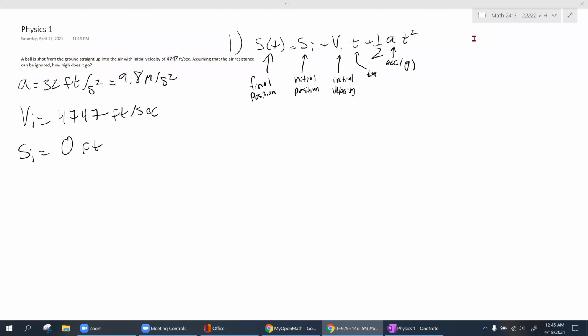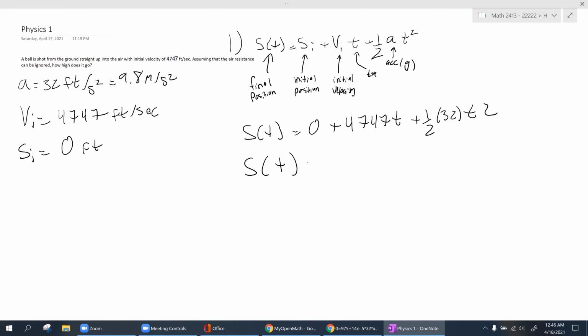I'm going to go ahead and plug all of this in. My final position is given by my initial position, which is 0, plus my initial velocity, which is 47 t, plus 1 over 2 times 32 t squared. This here is given. So that's 47 t plus 16 t squared. This right here is my function.